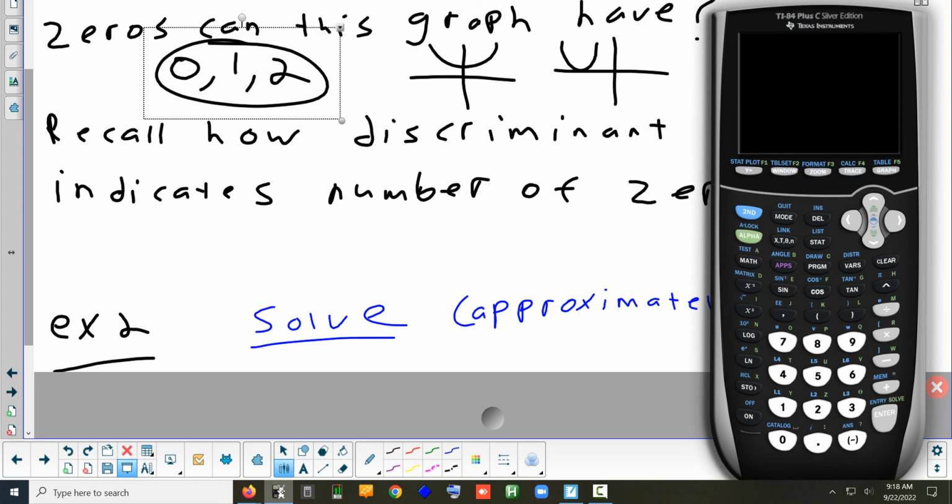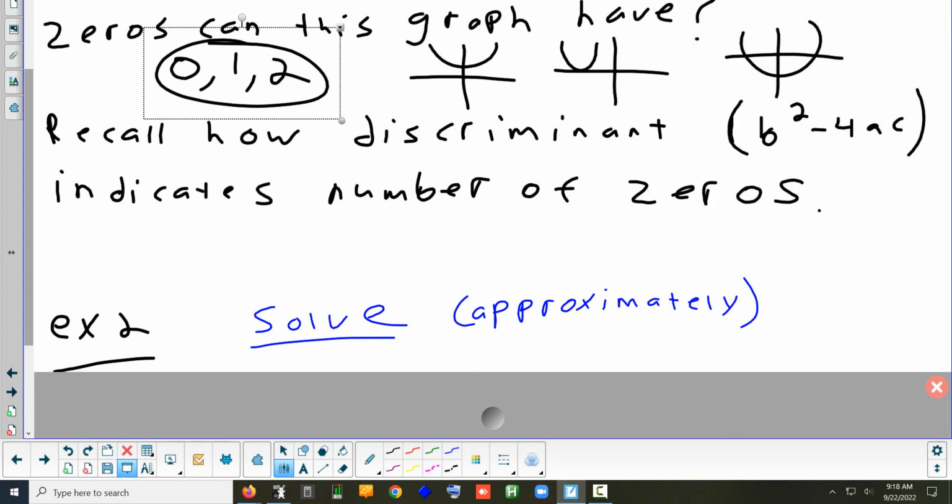The downside to the calculator is it will not give you an exact answer. The calculator is going to give you a decimal. But that's fine, because they said it only has to be an approximate answer. If it said exact answer, then I'm going through the whole quadratic formula. Okay.